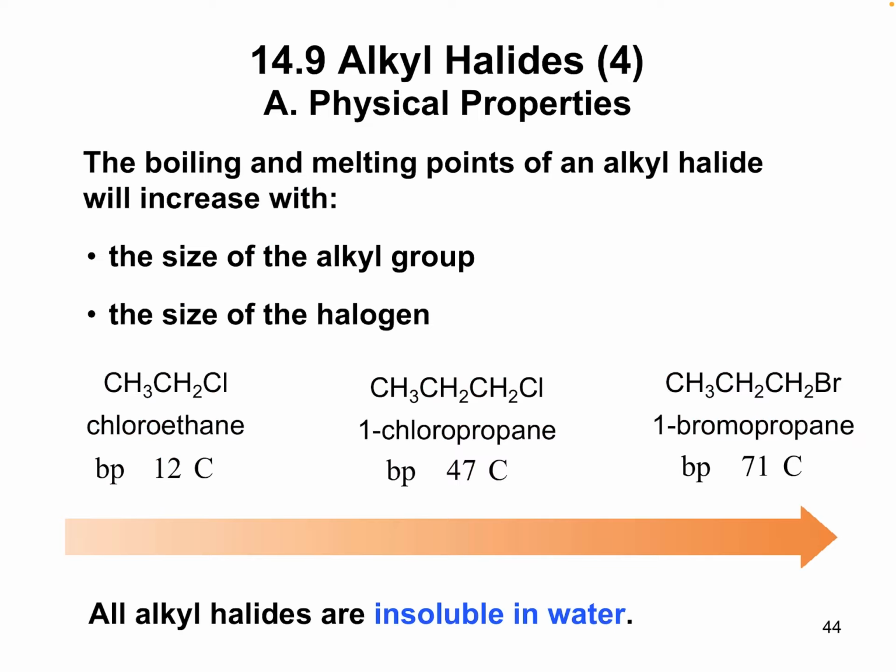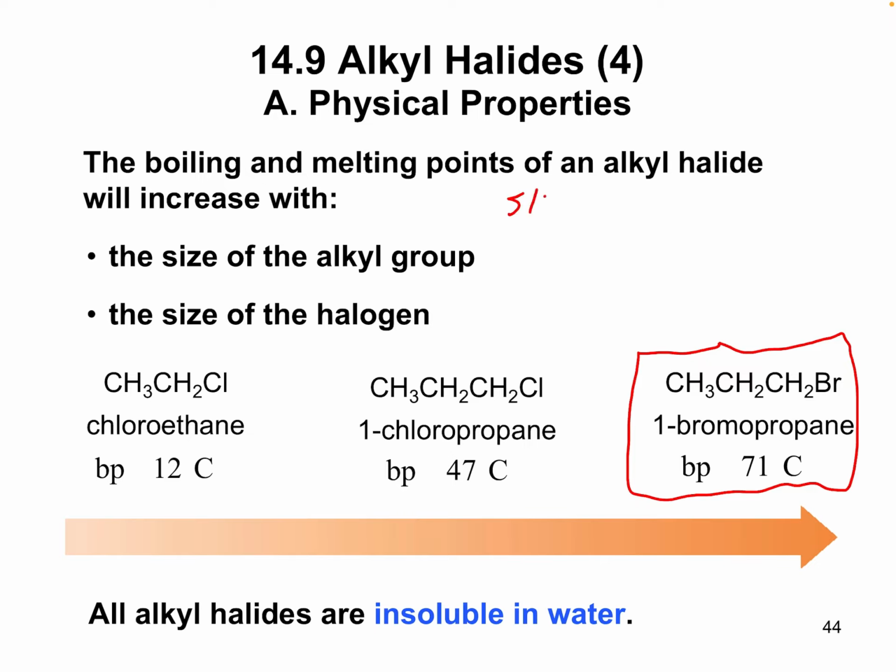and how they change with how big the halide is. So you can see that the other factor that influences melting and boiling points is how big the alkyl halide itself is. So a 2-carbon alkyl halide has a lower boiling point than a 3-carbon alkyl halide. And you can see also that when we have a 3-carbon alkyl halide with a larger halogen, a bromine instead of a chlorine, that makes the boiling point go up even more. All right, so the size of the molecule matters as well as the type of the intermolecular forces.